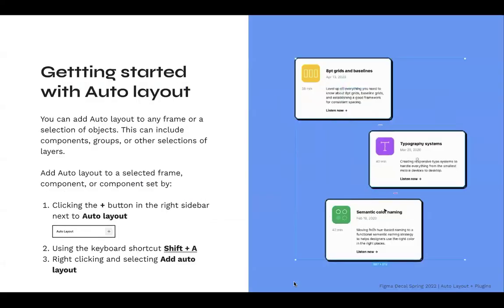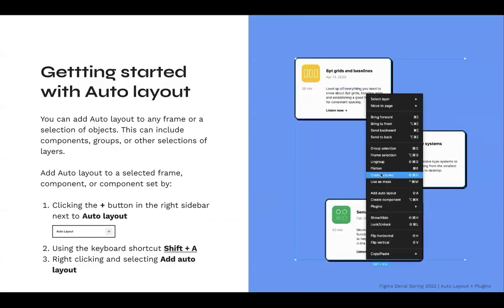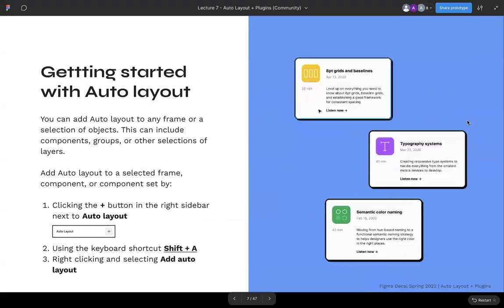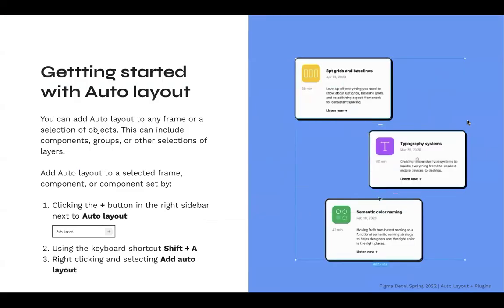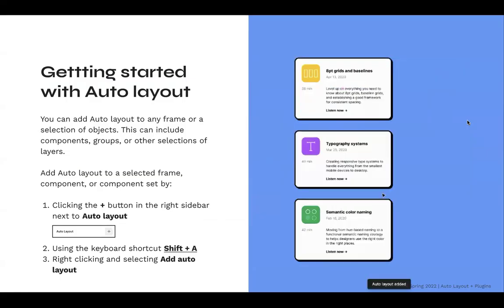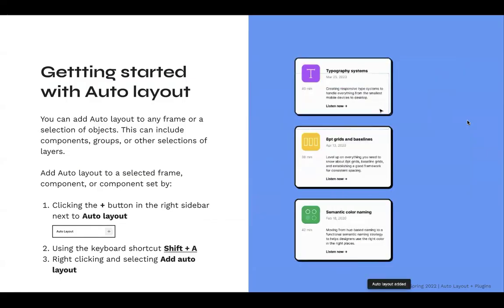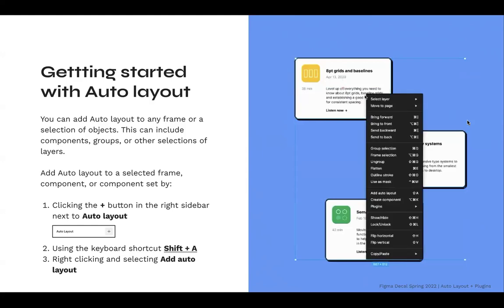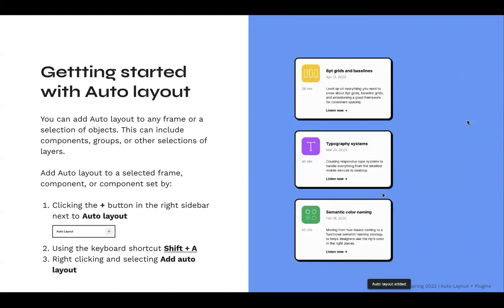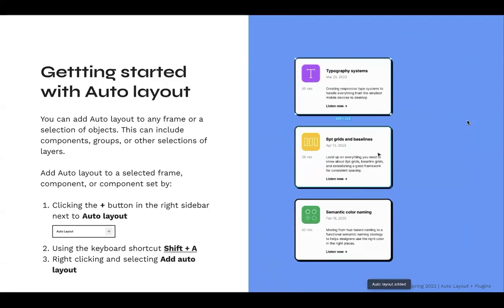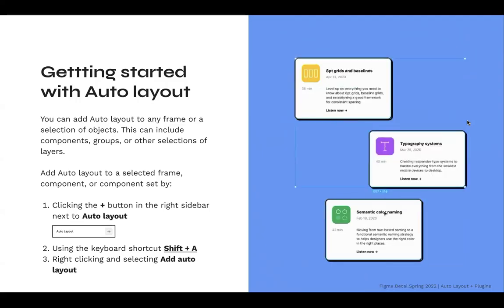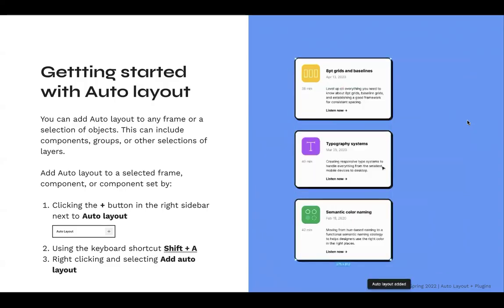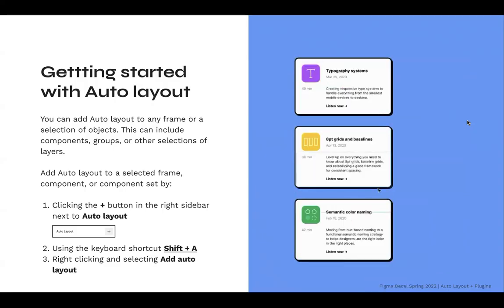So getting started with auto layout. You can add auto layout to any frame or selection of objects, and this can include components, groups, or other selections of layers. You can add auto layout to a selected frame or component by clicking the plus button on the right sidebar. Again, in your design sidebar, where you can find the fonts and things like that, you can just click auto layout, or you can use the keyboard shortcut Shift A, or right click and select add auto layout.